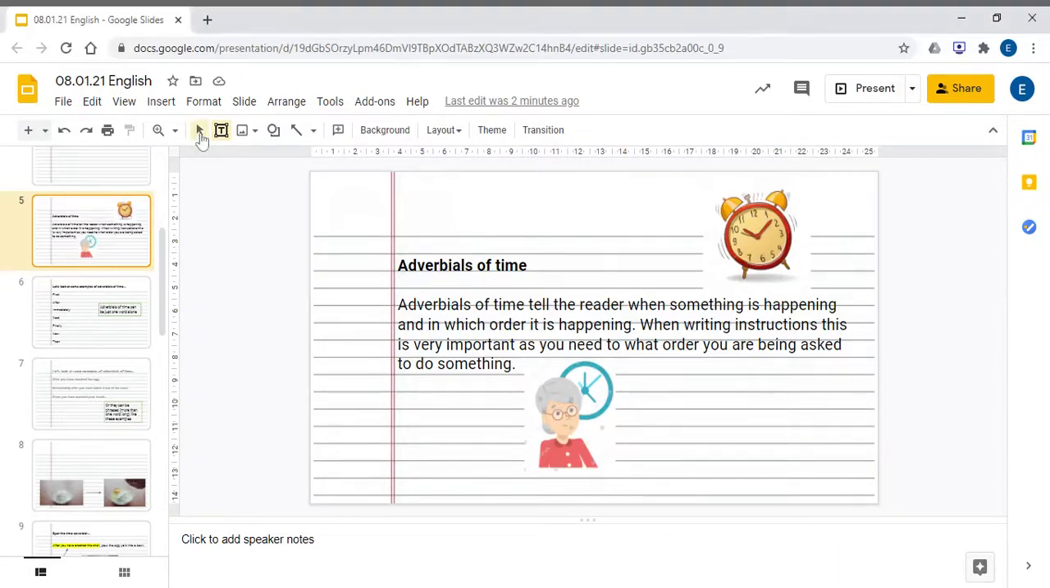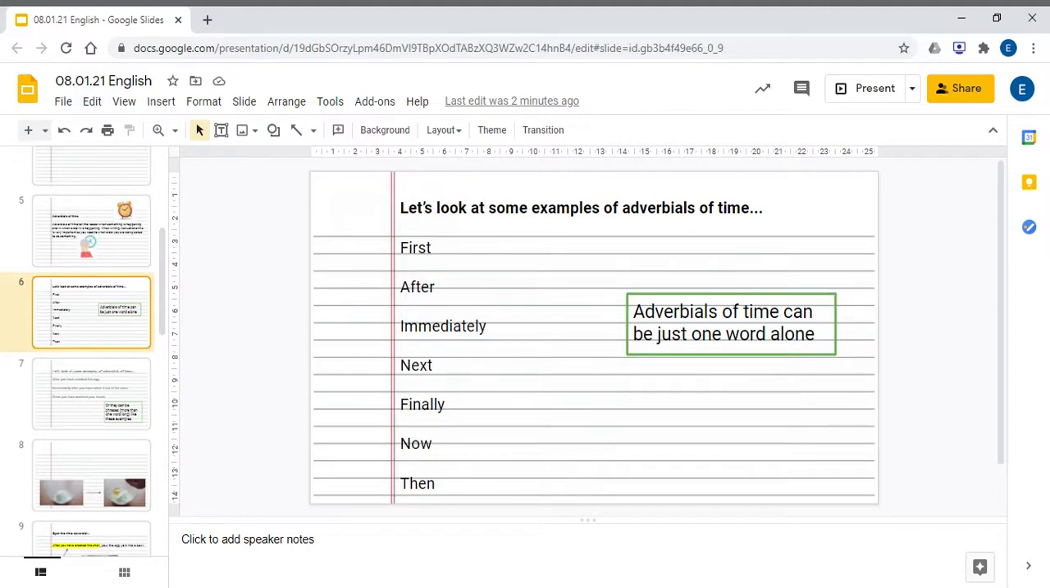Now, time adverbials or adverbials of time, you can say it either way, they can just be one word alone. Okay, so like these examples: first, after, immediately, next. Okay, so they can just be one word alone. That is, all of these are time adverbials.